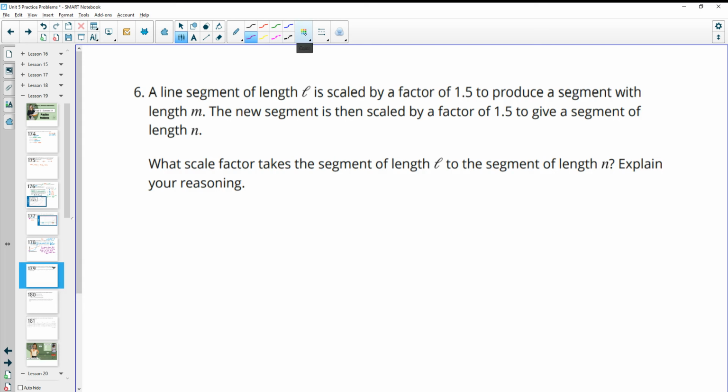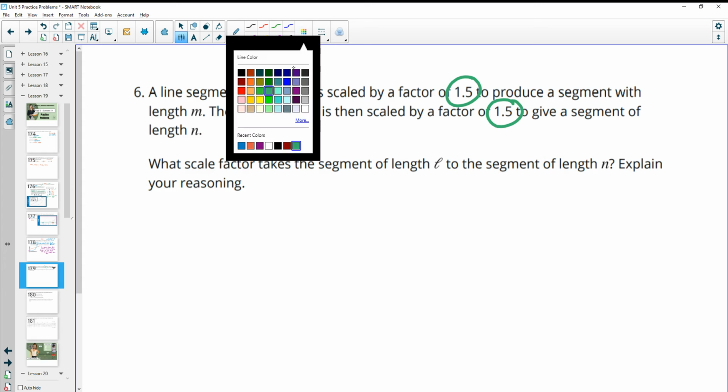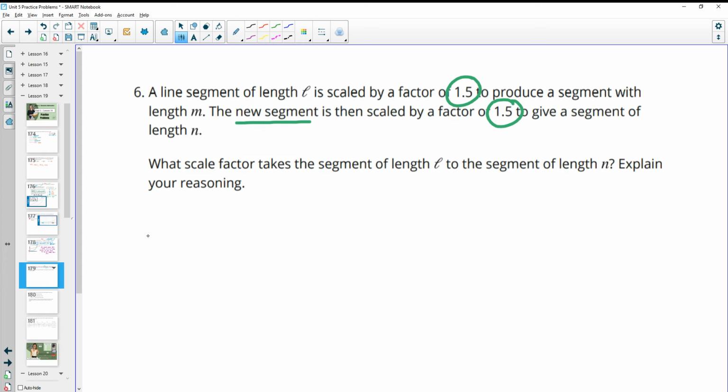Number 6, a line segment of length L is scaled by a factor of 1.5 to produce segment M. The new segment is then scaled by 1.5 again to give the length of N. What scale factor takes us from L to N? So I'm gonna write this out. So a line segment length L is scaled by 1.5 to produce M. So we know that M equals 1.5 times L. That's what scaling means, multiplying it.